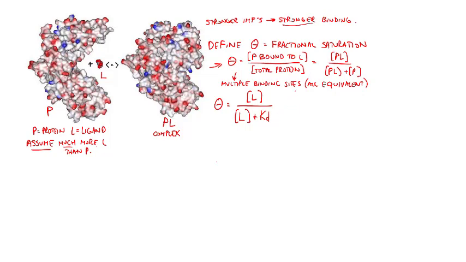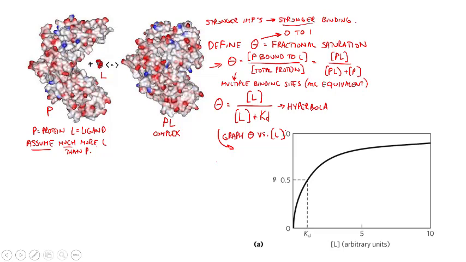What is this telling us? Notice that theta is a fraction. It ranges from 0 to 1. Theta equals 0 means nothing is bound to your protein; every single molecule of protein is free. And 1 means every single last molecule of protein has L bound to it. This equation is very handy because it describes a hyperbola. If you were to graph theta as a function of ligand concentration, you would get a graph that looks like this.